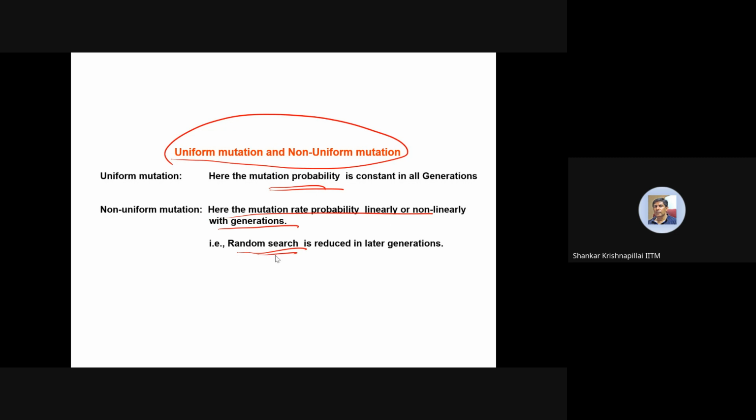The idea is that you have to reduce the mutation in later generations in order not to spoil the population. Because in the later generations, we are going towards the global optima. So the solutions are getting better and better. So too much mutation at this stage will spoil the population. So according to this logic, you should reduce the mutation as the iterations increase. So that is called non-uniform mutation. But all the genetic algorithms which are there in the MATLAB toolbox and all have uniform mutation.